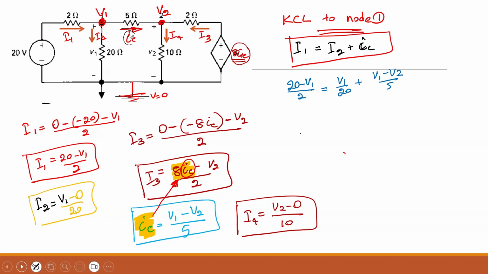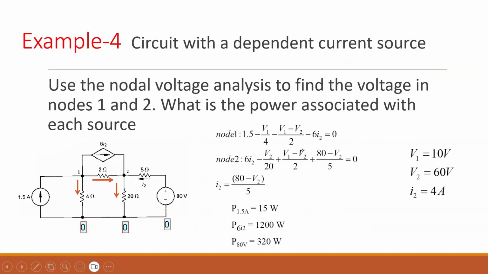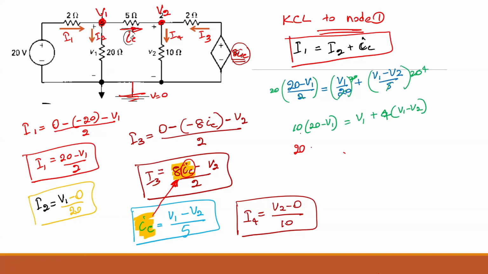So what we are going to do is get rid of the denominator. So we times by 20, all the terms times by 20. When you times by 20, this will be 10 because 2 times 10 is 20. So 20 minus V1 is equal to 20, 20 cancelling out, V1 plus this is 20 over 5, so 4 times V1 minus V2. Now we get rid of the brackets. So 10 times 20 is 200. 200 minus 10V1 is equal to V1 plus 4V1 minus V2.